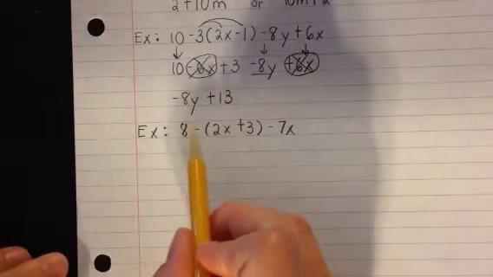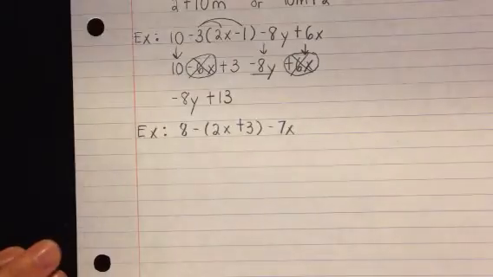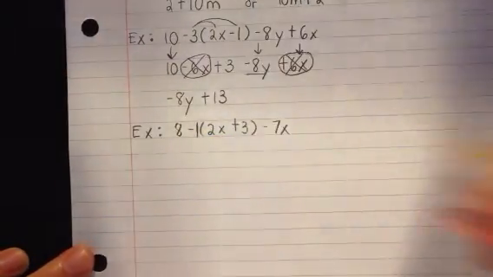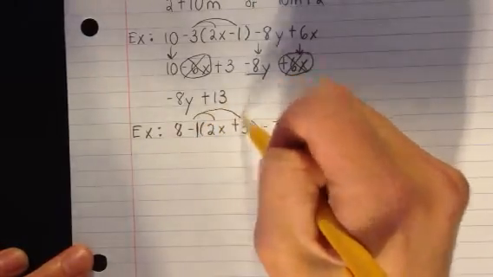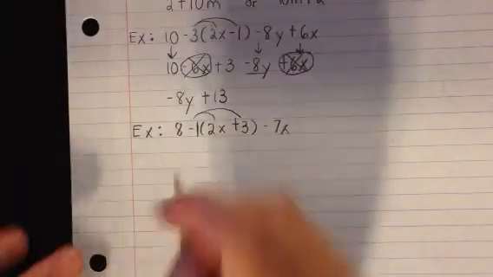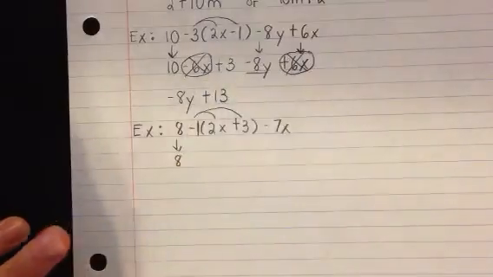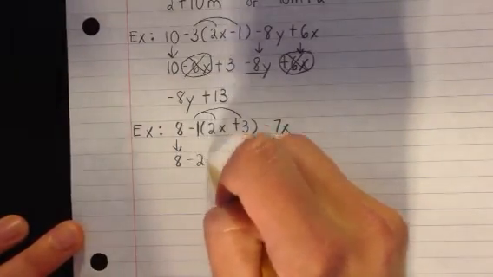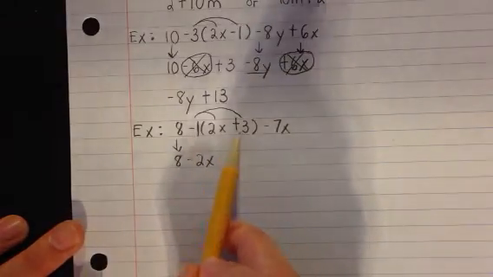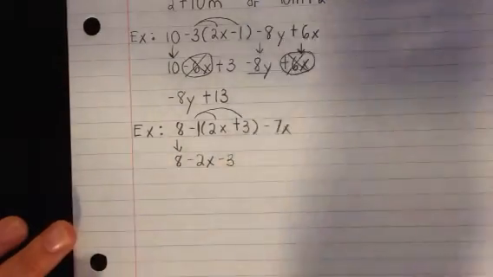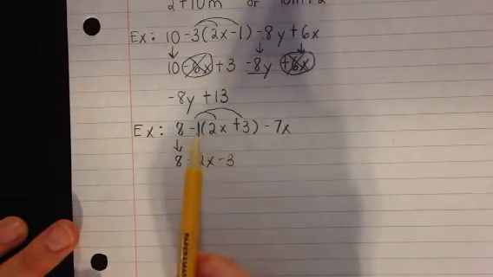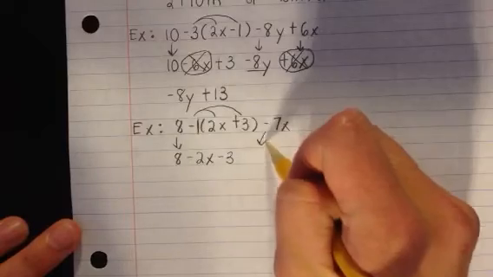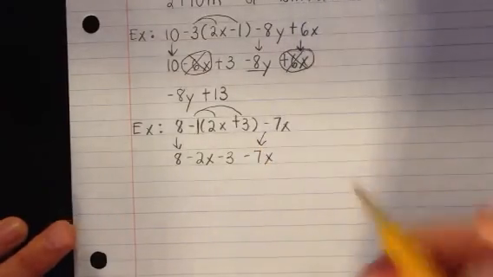Here's the deal. You've got just a negative on the outside here. If you have something like this, I want you to recall that there's an implied 1. That just means you're multiplying negative 1 times everything in the parentheses. So drag down that 8. Negative 1 times 2x is negative 2x. Negative 1 times positive 3 is negative 3. You'll notice the only thing that negative did was change the signs on everything on the inside. And don't forget to drag down your minus 7x.